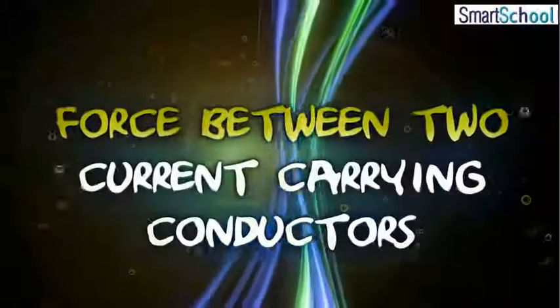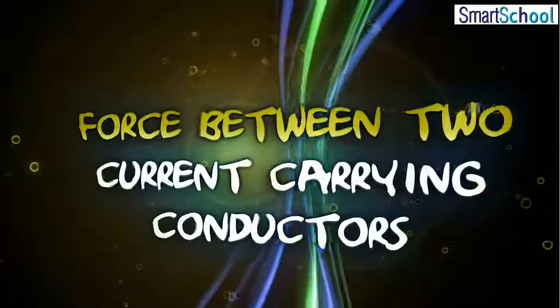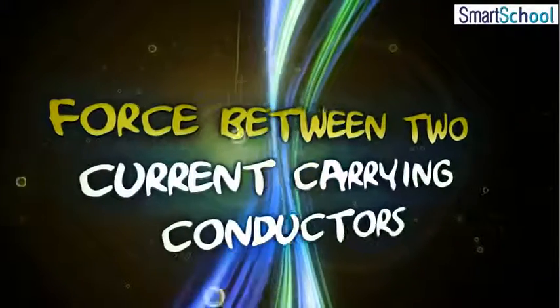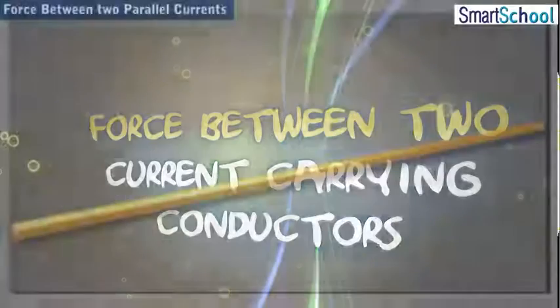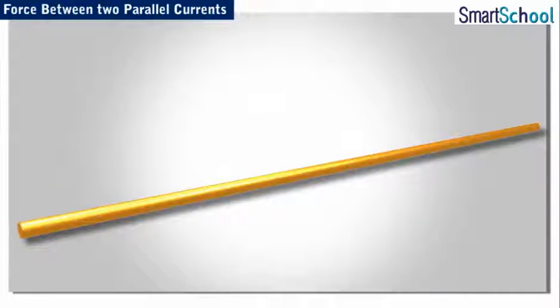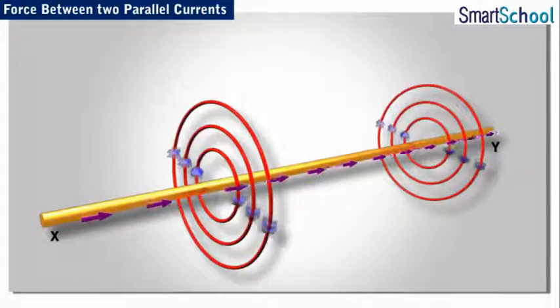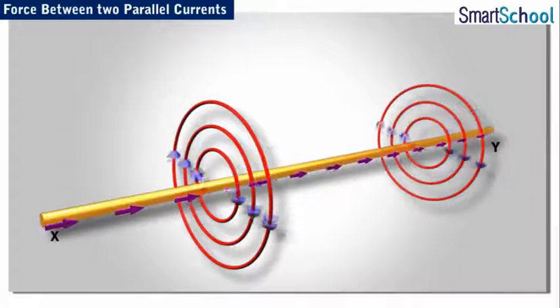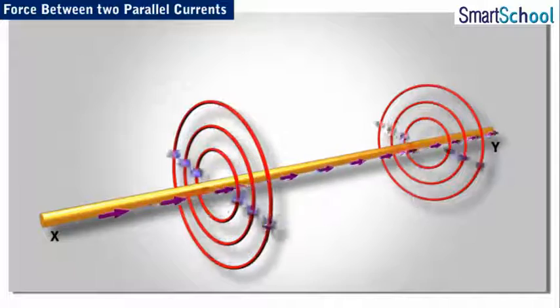In this module, we will be studying the force between two current-carrying conductors. Let us consider a straight current-carrying conductor XY of infinite length. And like any current-carrying conductor, it produces a magnetic field around it.